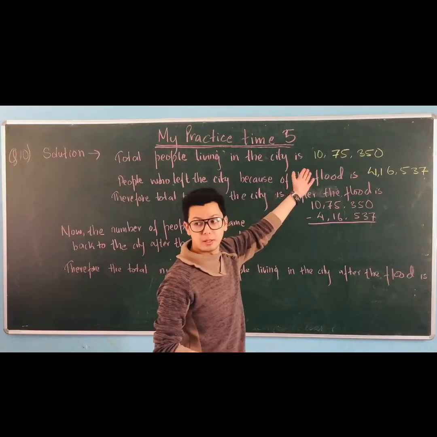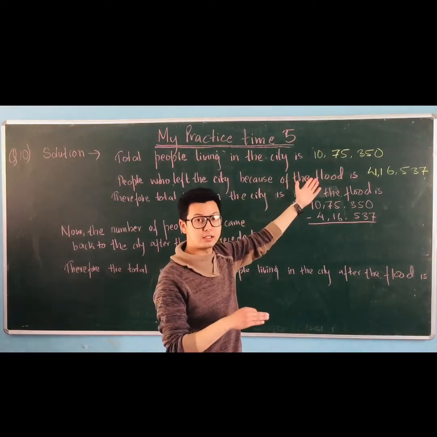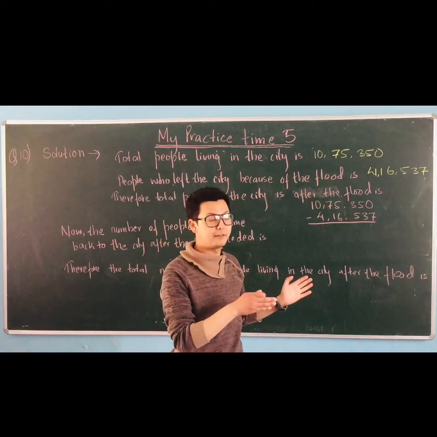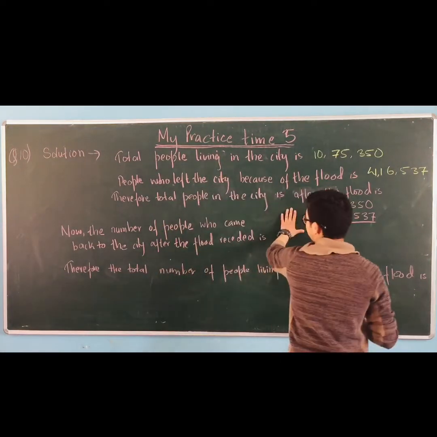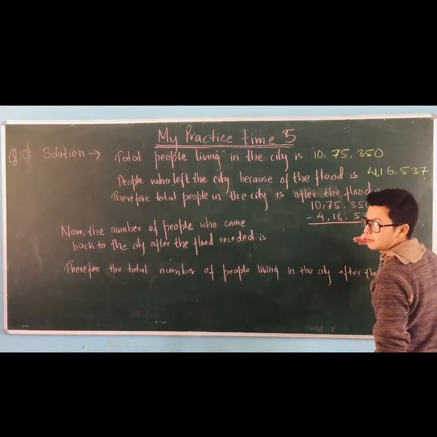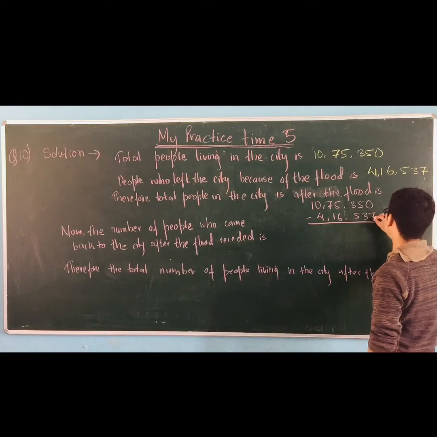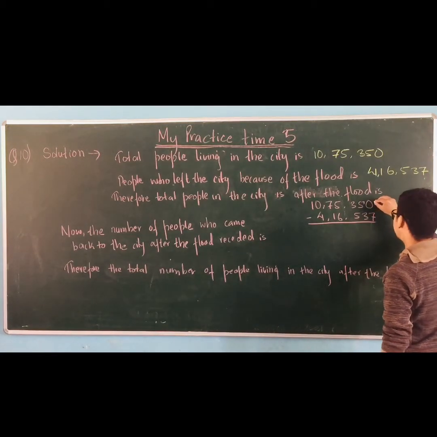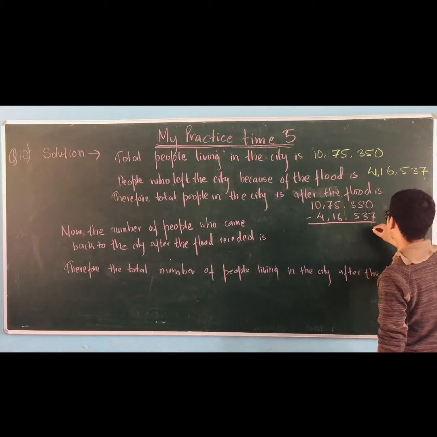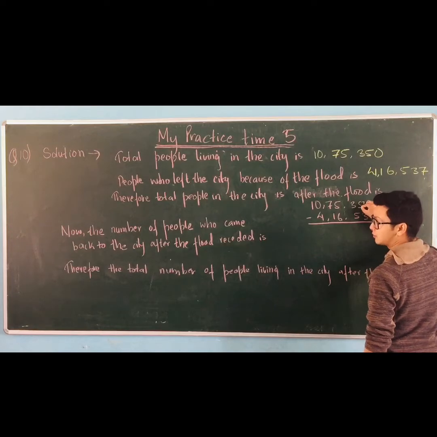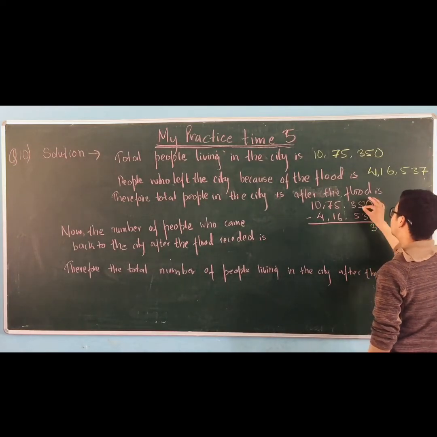Now after people left, to find the number of people present in the city, you have to subtract the number of people who left from the total number of people who were living in the city earlier. Therefore the people in the city after the flood is, you just have to subtract. So I will borrow 1 from here. Since 0 is less than 7, it becomes 10. So 10 minus 7 is 3. Here the 5, since it has lent 1, will become 4.